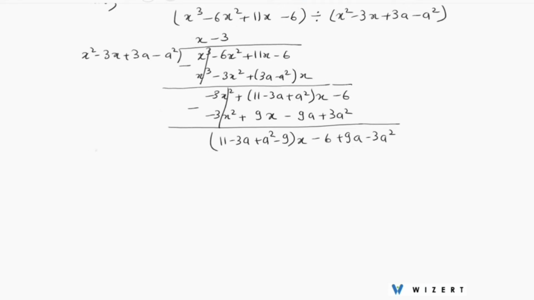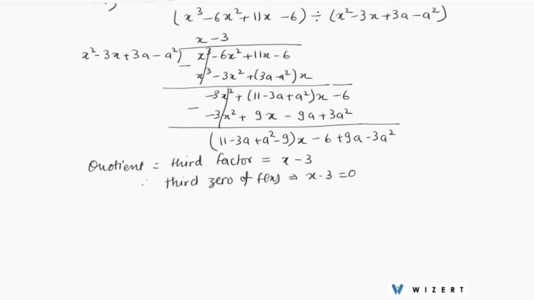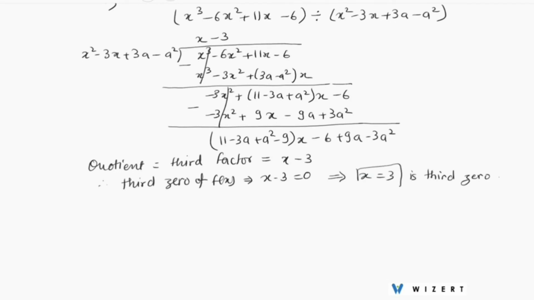So we have, let's see, quotient equal to third factor equal to x minus 3. Therefore, the third zero of f of x is given by x minus 3 equal to 0, which gives us x equal to 3 as the third zero. Now we have this as one of the zeros. Now to get the other two zeros, we'll need to equate the remainder to 0.